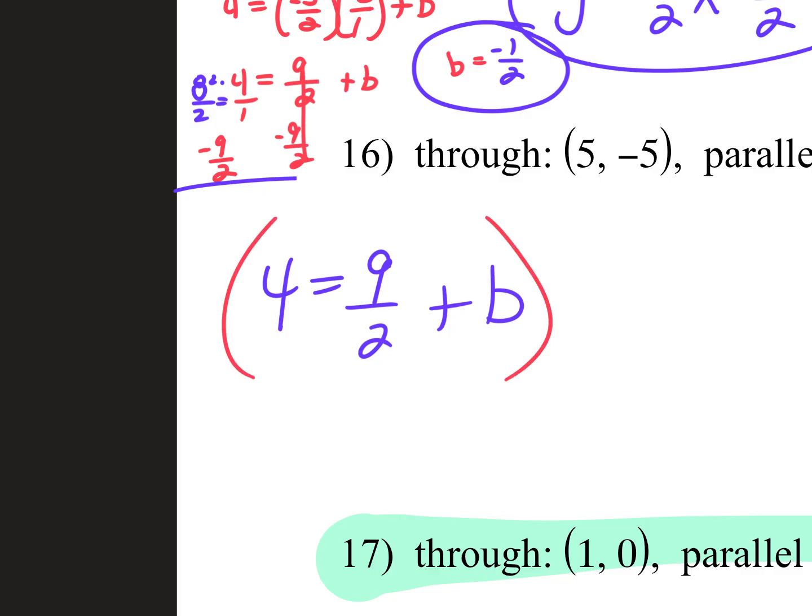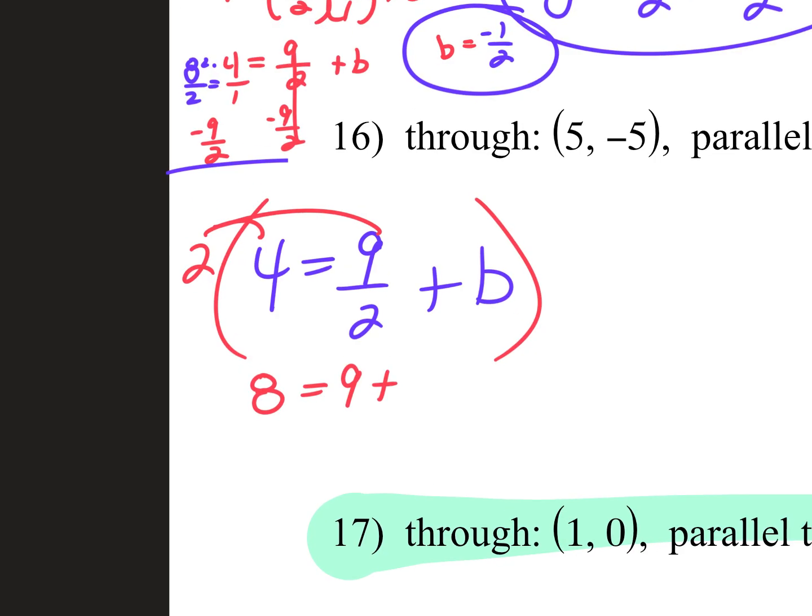What would you multiply the entire equation by? 2. So if I do that, distribute. What's 2 times 4? 8. 8 equals, this becomes what? 9. 9 plus 2b.